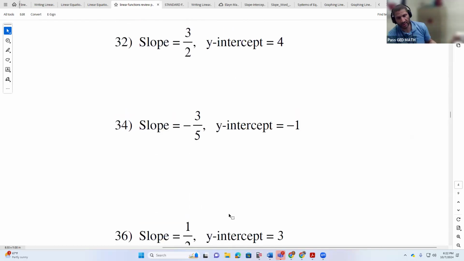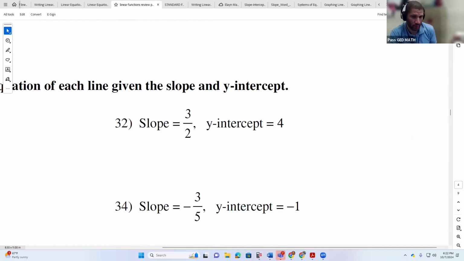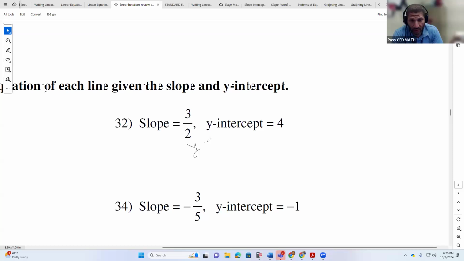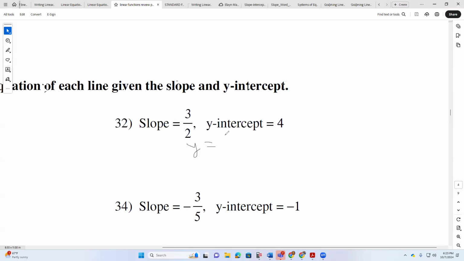This exercise is similar to what we just did. If I told you the slope is 3/2 and my y-intercept is 4, what's my equation of the line? Start with y equals... Look at it closely. Don't say 2/3. It's 3 over 2 x plus 4.